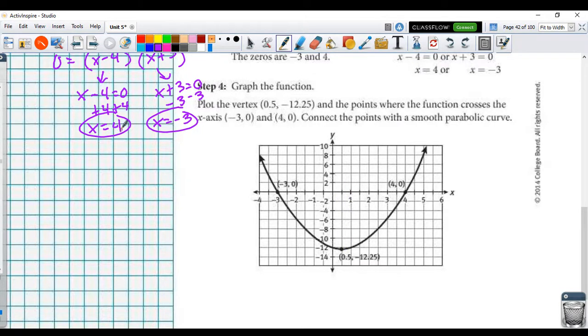Then they plotted their two x-intercepts. We know that the first x-intercept was 4, so they plotted that here. The second x-intercept is negative 3, so they plotted that here. You now have enough points on your graph to draw your parabola. Okay, so we're going to go ahead and look at one more together.